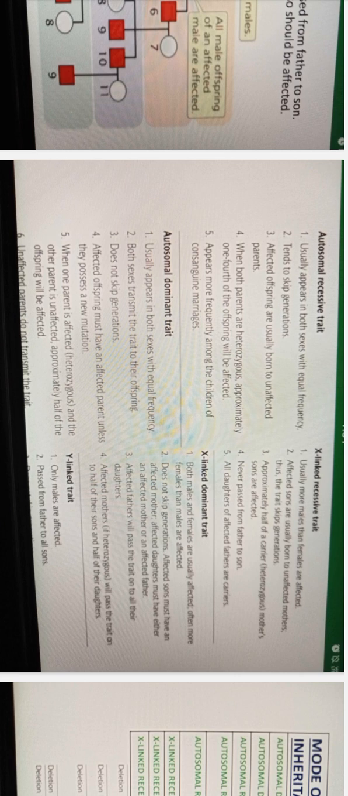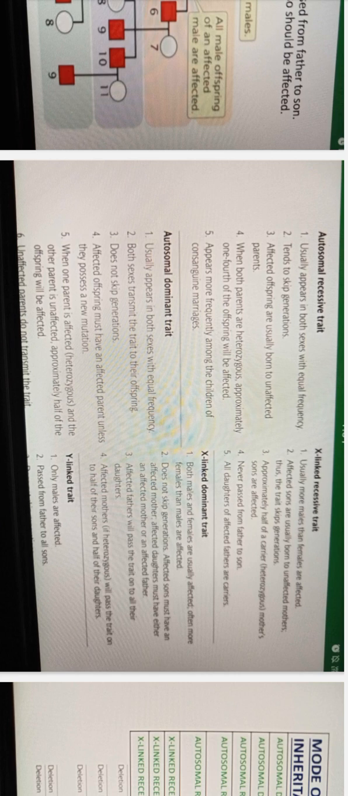It usually appears in both sexes with equal frequency. Both sexes transmit the trait to their offspring. It does not skip generations. Affected offspring must have an affected parent unless they possess a new mutation. When one parent is affected, heterozygous, and the other parent is unaffected, approximately half of the offspring will be affected.